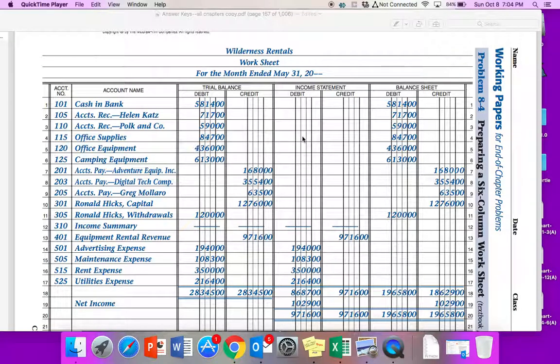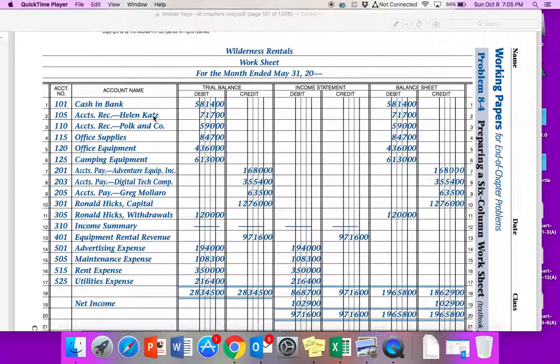All right, everyone. What we're going to be looking at now is what is called the sixth column worksheet. Pardon me, the sixth column worksheet. And basically, what this does is it, one, makes sure that all of our accounts are in balance, and two, it helps us determine our net income or our net loss for the month ended, for whatever we're doing the sixth column worksheet for.